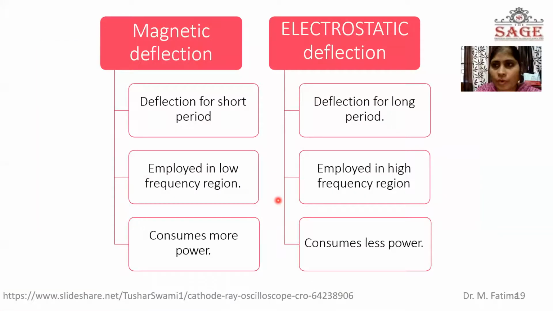Now there are two types of deflection system: magnetic deflection system and electrostatic deflection system. In the magnetic deflection system, the deflection is done for a very short period of time. It is employed in the low frequency region, but it consumes more power. Whereas electrostatic deflection deflects the electron beam for a long period. It is employed in the high frequency region, and it also consumes less power. So electrostatic deflection is used in the CRO.